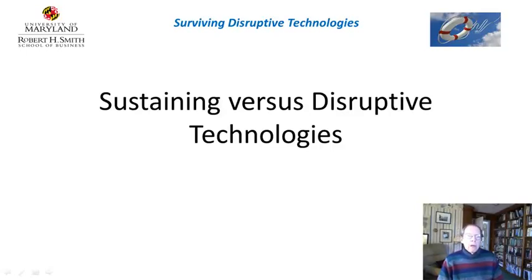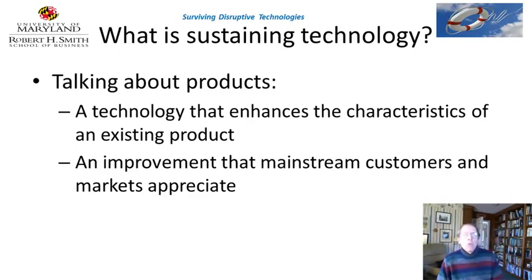Today we want to look at a body of work that is categorized under the general topic of sustaining versus disruptive technologies. This work has primarily been done in the area of new product design, development, and sales. A sustaining technology here is defined as one that enhances the characteristics of an existing product. It's an improvement, and mainstream customers and markets really appreciate it so that they continue to have loyalty to this product and to purchase it.